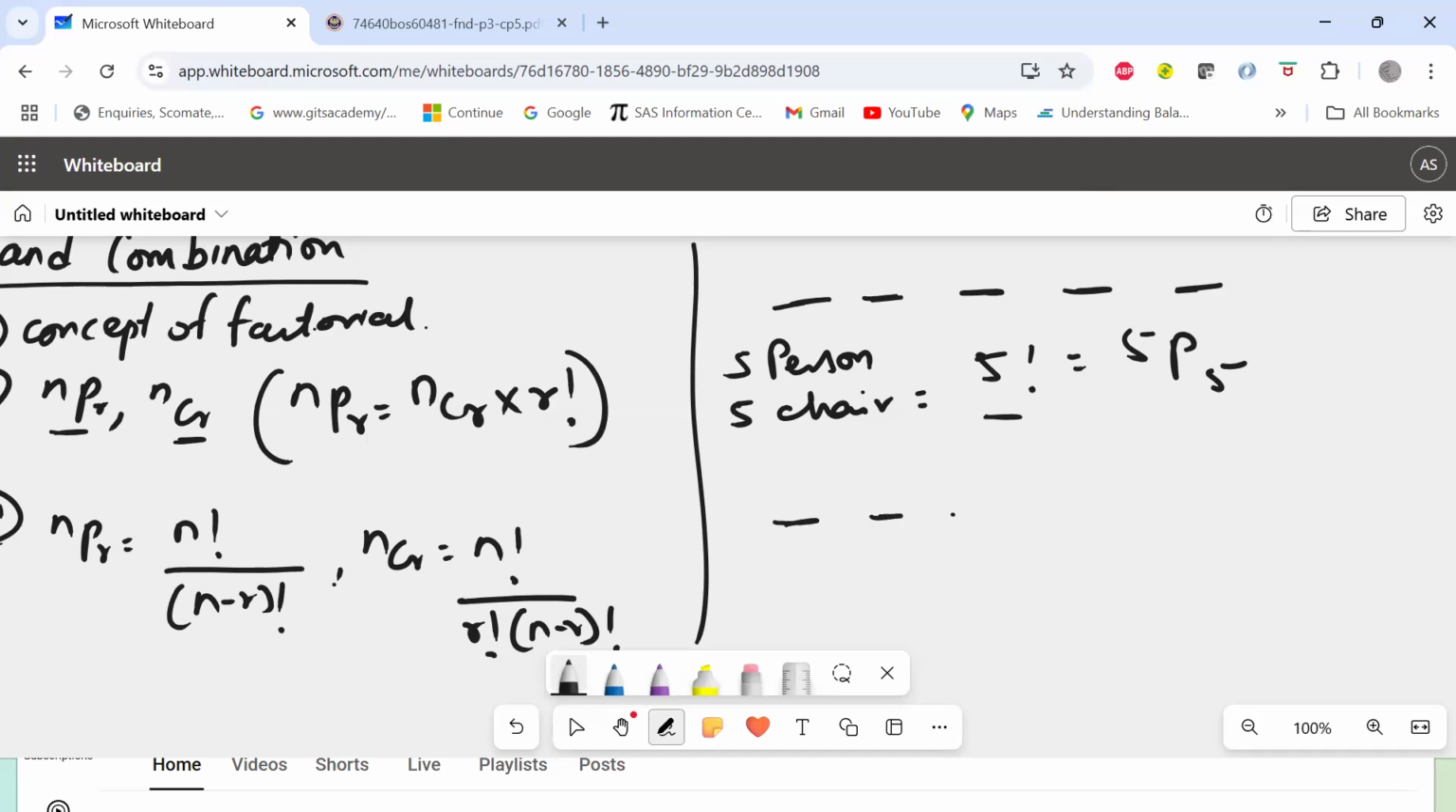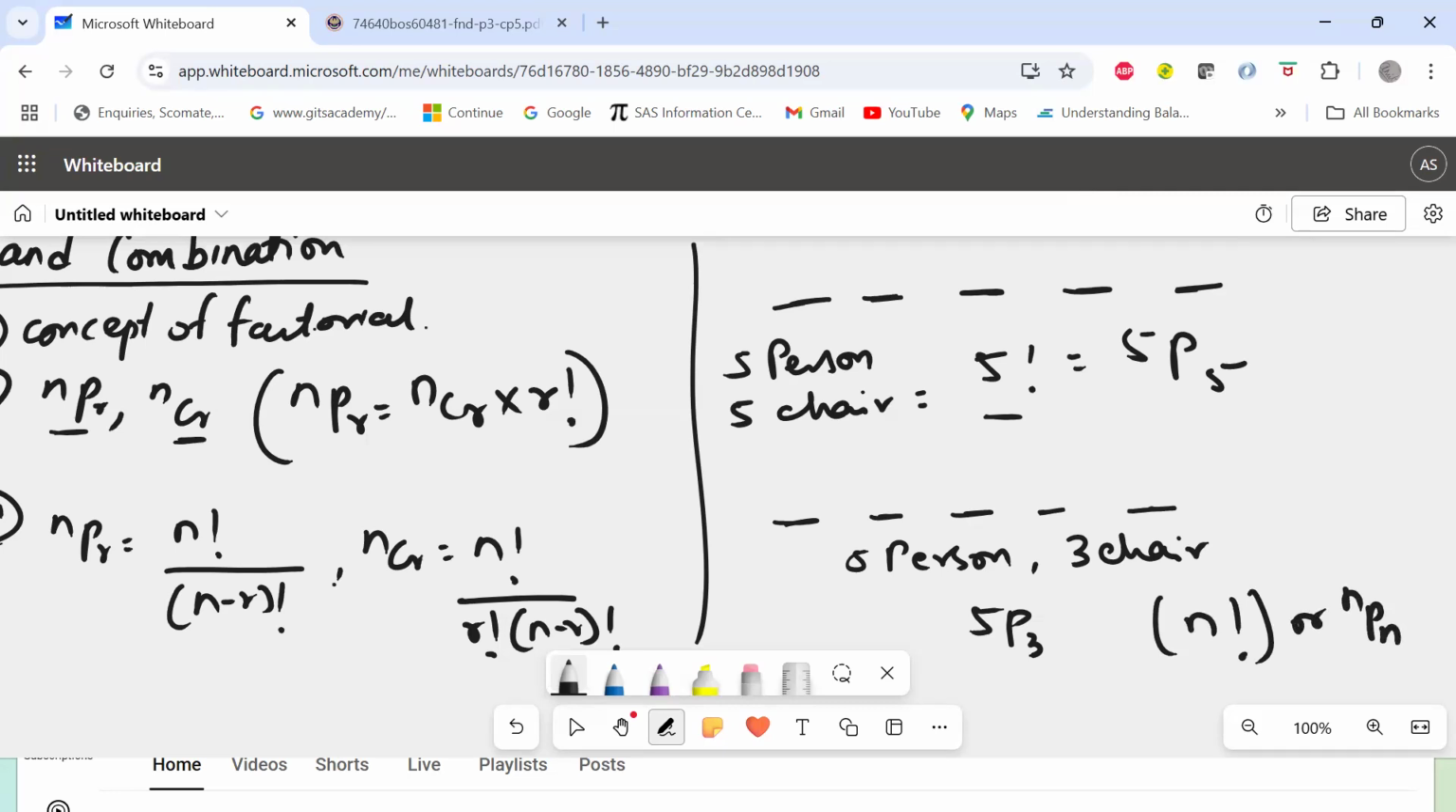Similarly, imagine if I give you the case that you have five persons and three chairs. In how many ways can they sit? The answer would be 5P3. Or if I give you five chairs and three persons, the answer would still be 5P3. The underlying fact you need to understand is that in the case of linear arrangement, when total persons equal total chairs, the formula is n factorial, or you can call it nPn.